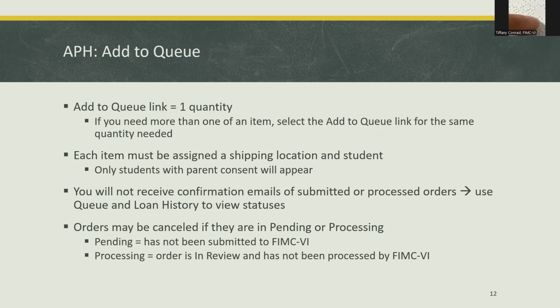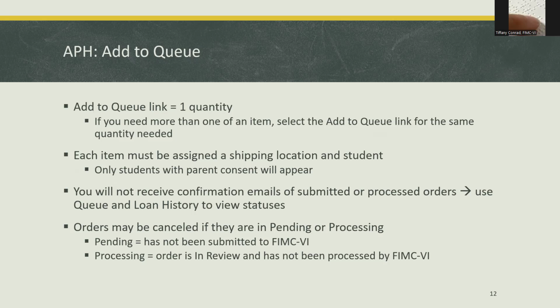So if you need more than one of an item, you're going to select that add to queue link for the same number of quantity that you need. So if you need 3 read and write stands, you're going to select the add to queue link 3 times next to that product name.